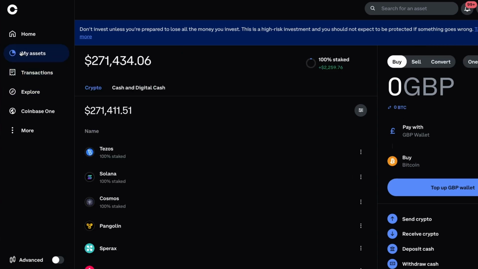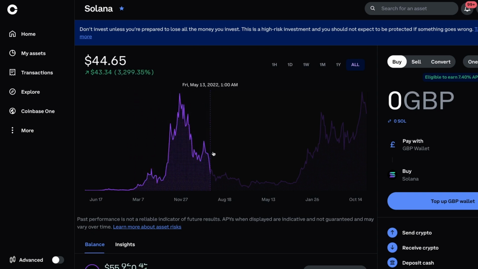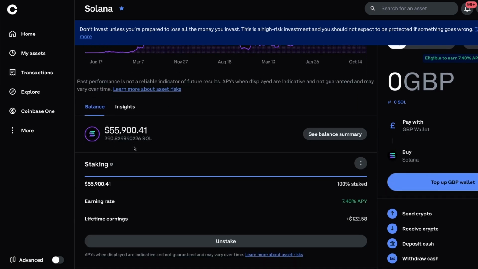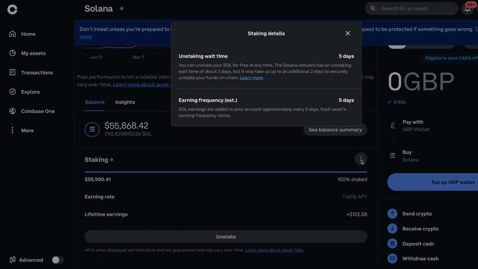But let's go on to something a bit more risky. Solana. Again, a very volatile coin. It's got a higher amount of interest, 7.4, but the catch is it has a higher unstaking time at 5 days.